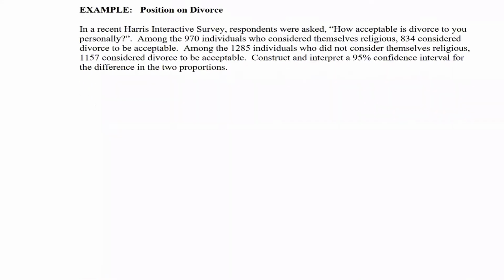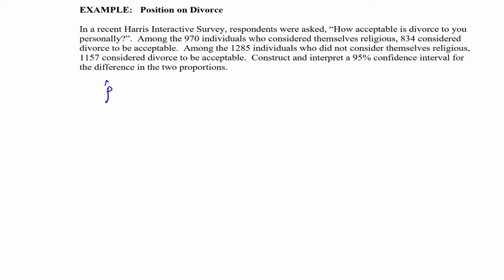So let's do this example here. In a recent Harris survey, respondents were asked, how acceptable is divorce to you personally? Among 970 individuals who considered themselves religious, 834 considered divorce to be acceptable. Among 1,285 individuals who did not consider themselves to be religious, 1,157 considered divorce to be acceptable. We're going to construct and interpret a 95% confidence interval for the difference in the two proportions.